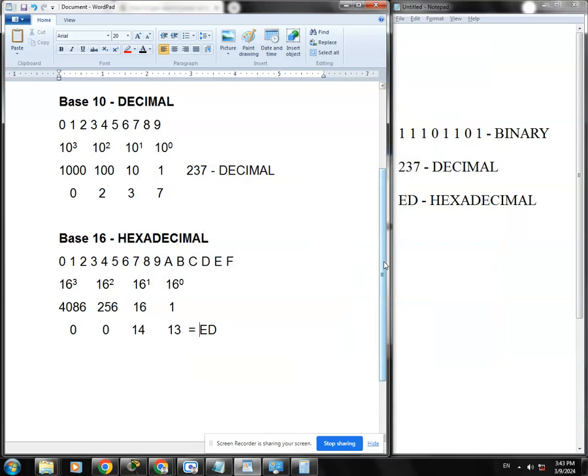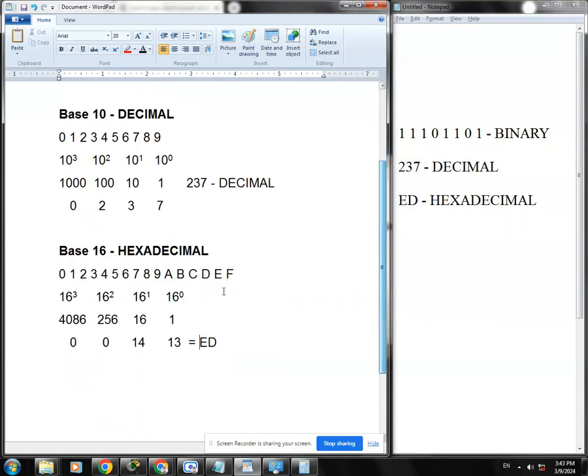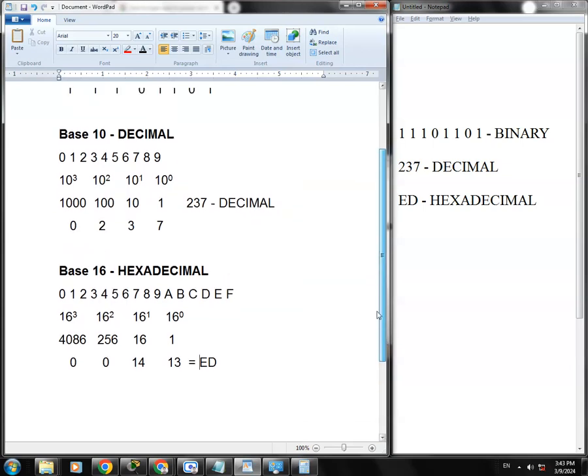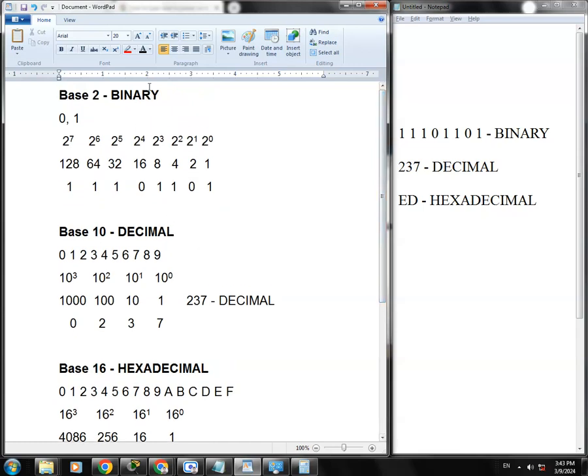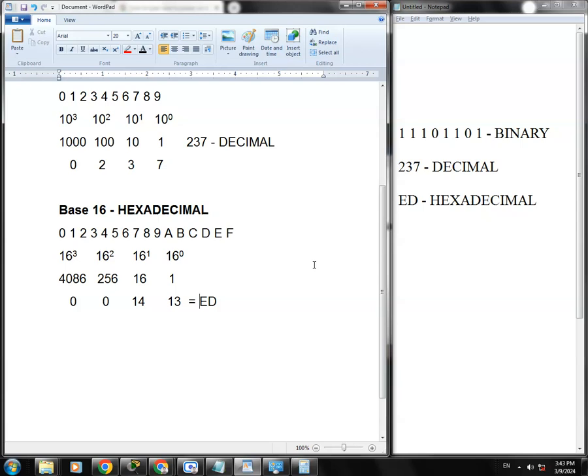So now that we're able to convert binary to decimal and decimal to hexadecimal, what we're going to do now is the vice versa. We'll convert from hexadecimal to decimal and then decimal to binary. Let's say, for example, we were given a hexadecimal value of ED. Okay, let's use this instead. Let's pretend that we don't know the decimal value, which is 237. So how are we going to do that?